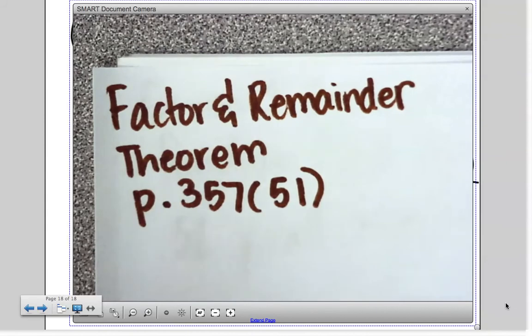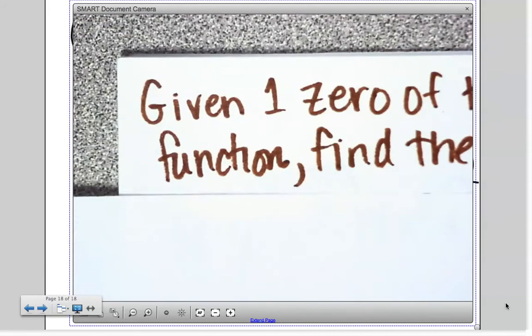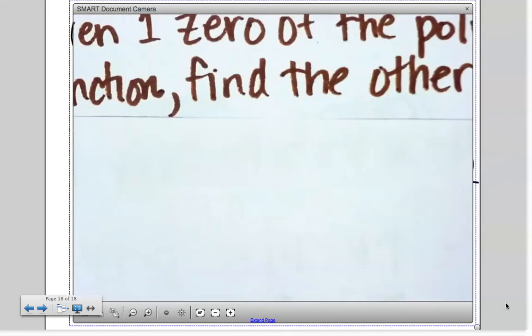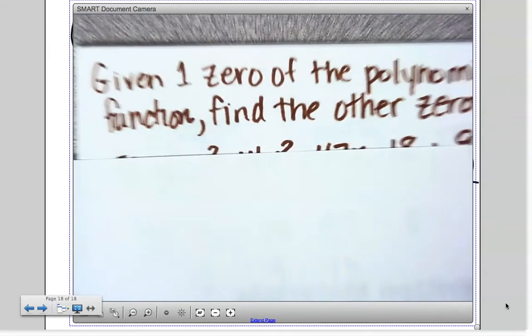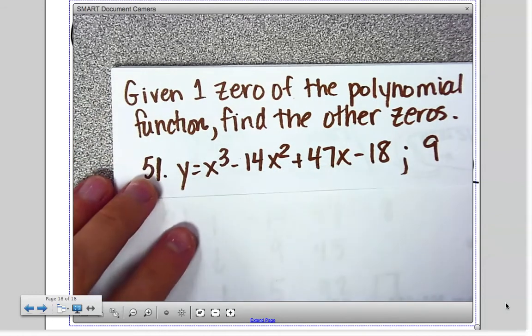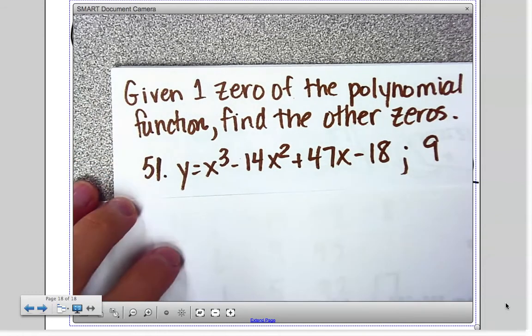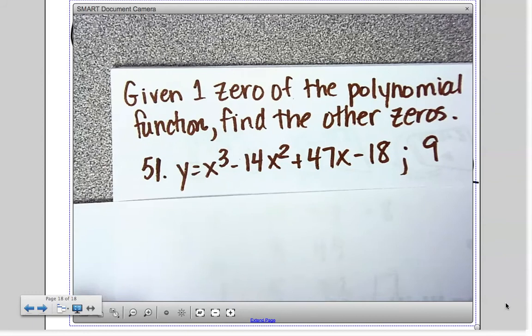Alright, factor and remainder theorem, page 357, number 51. The problem says, given one of the zeros of the polynomial function, find the other two zeros. So with this problem, you have y equals x to the third minus 14x squared plus 47x minus 18. The third degree means that I'm going to be able to represent 3 x-intercepts on this problem. Means this function could touch my x-axis 3 times.